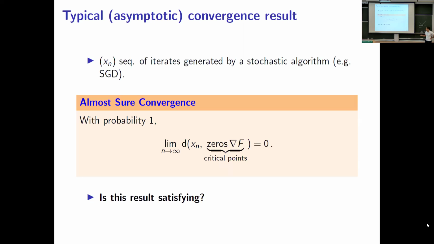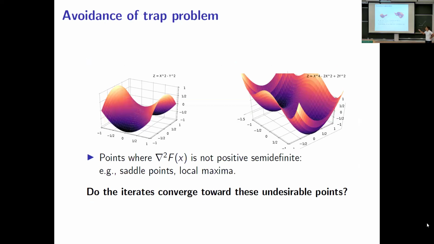So the question we are asking here, and the main focus of this talk, is: is this result satisfying? The answer is obviously no. Why? Because you might end up in some undesirable points, and some of them are saddle points or local maxima, especially if you want to minimize your objective, as we've seen before. So the question I will be focusing on is the following. Do the iterates converge towards these undesirable points, for example saddle points or local maxima? Some people have called this, in the literature, avoidance of traps. Sometimes people call it saddle point escaping or this kind of terminology.